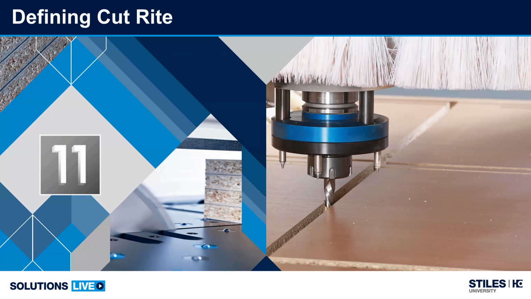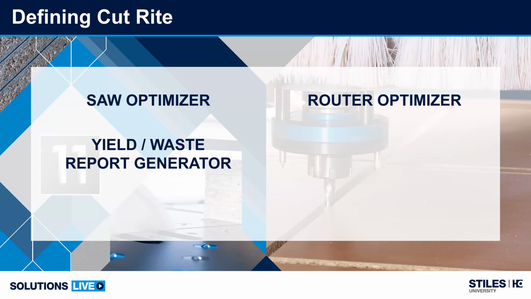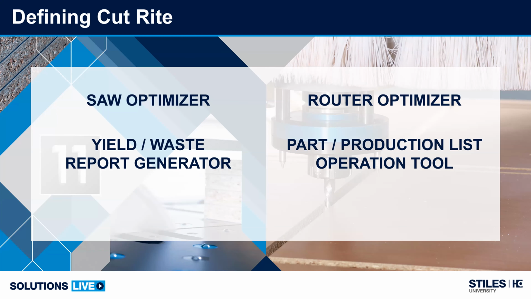So here we go. Let's define Rite a little bit. I'm assuming most of you are users, and if you're not, forgive me, I can come back and cover some of this other information. But we know that Rite is a saw optimizer, right? We'll create patterns and send them to your saw, and it's also a nesting optimizer. We'll create patterns and machining, and send them to your router. We'll create reports, right? We'll tell you how much yield and how much waste, and we'll create reports for both of those. And we'll import your parts and your production list if you have the product module.